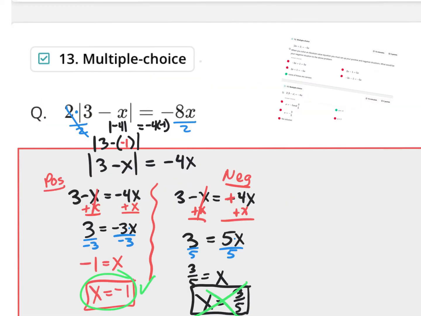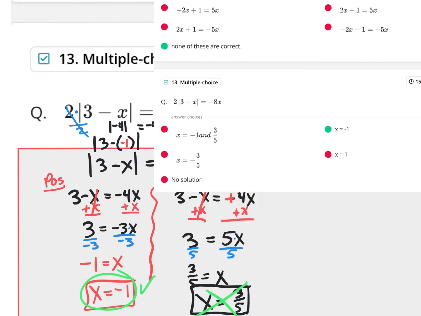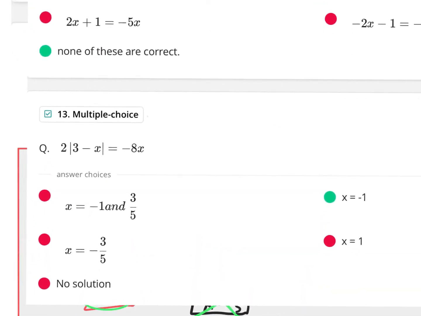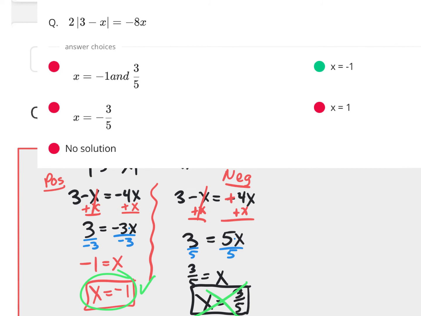So let's take a look at the actual question Number 13. Notice that they give you these multiple choice answers. They actually give you the two answers that we got. They give you the -1 and 3/5. That's incorrect. Why is it incorrect? Because the 3/5 was extraneous. It didn't work. It's only -1. So this is the correct answer. X equals -1. That's the only one that you pick. Don't pick the other ones.